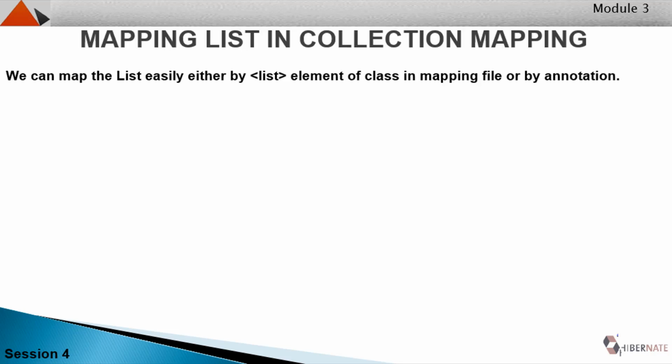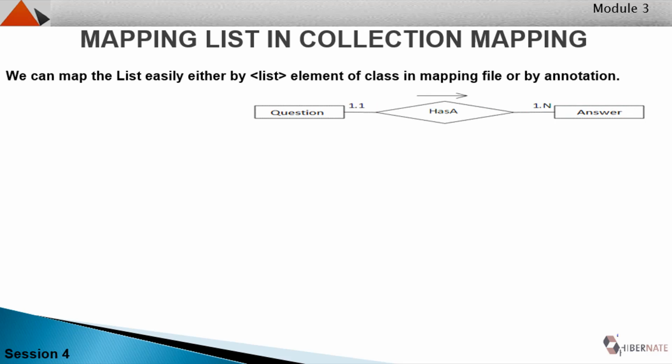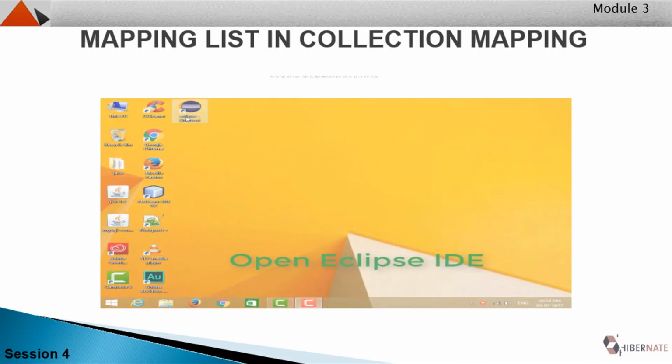Mapping list in collection mapping. If our persistent class has list object, we can map the list easily either by list element of class in mapping file or by annotation. We will understand it with an example. It is a simple Hibernate application with collection objects. Let's see it.